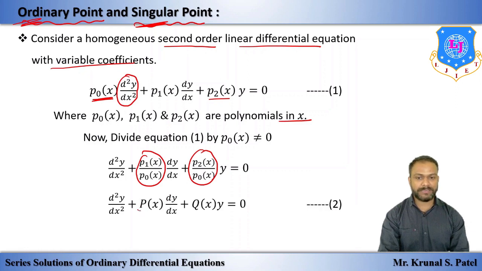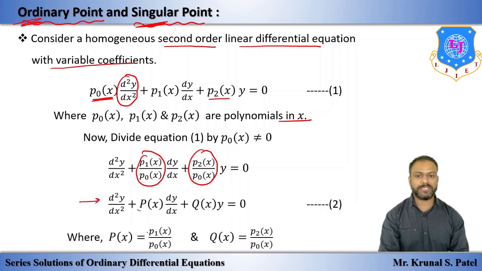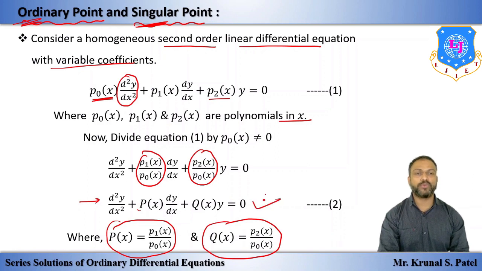So we have this equation number 2, where capital P of x is given by this and capital Q of x is given by this. So now we will consider this equation to find singularity. Whenever this kind of equation is given, you have to just divide the equation by the coefficient of y double dash.